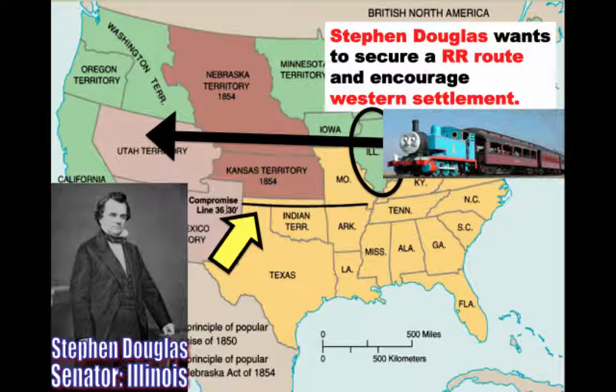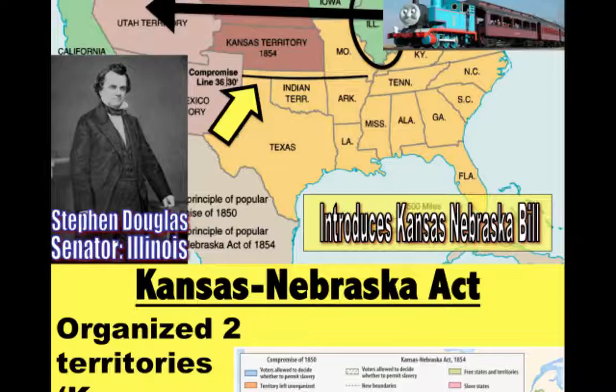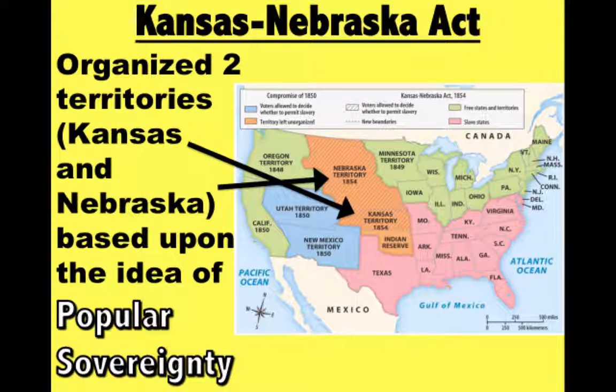So Douglas thinks, I have an idea, and that is the Kansas-Nebraska bill. And it's a real simple concept. Here's what he's going to do to try to get Southerners and Northerners to support this plan. He's going to organize this territory, north of 36°30', into two territories, Kansas and Nebraska.